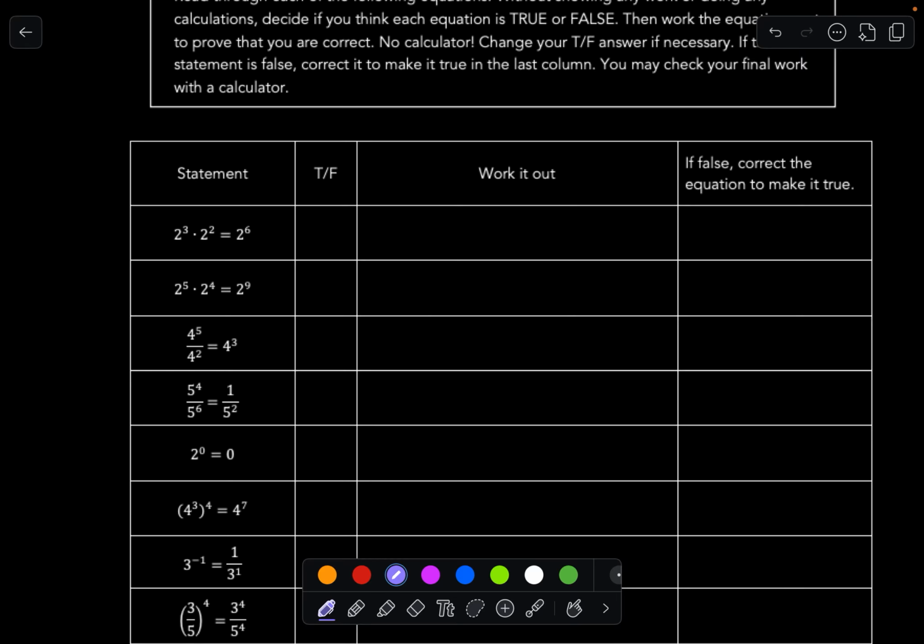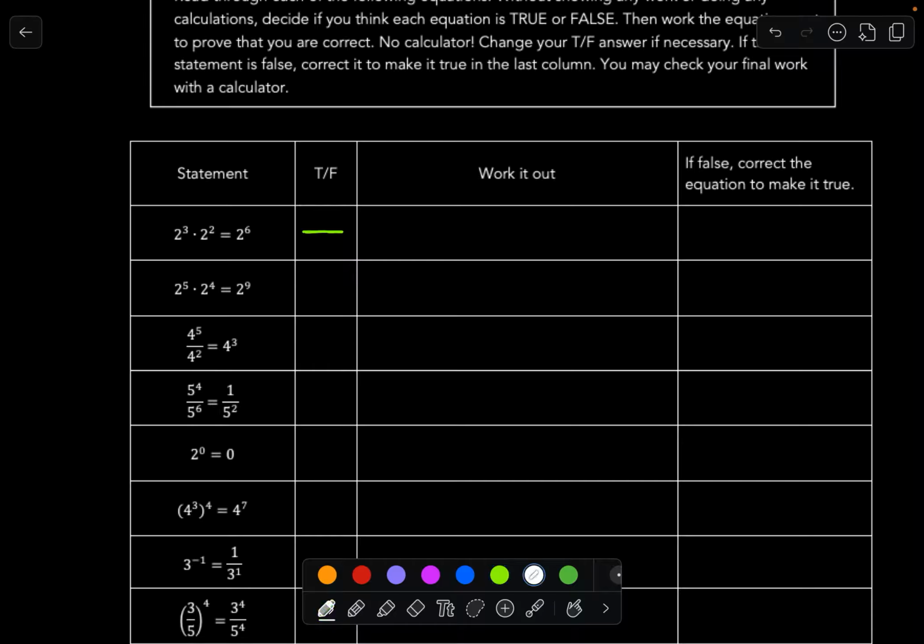So here we go. The first statement is 2 to the third times 2 squared. Does that equal 2 to the sixth power? I know if it's true or false, so I'm not going to bother doing this, but write down what you think it is. True or false. All right. Then let's work it out.